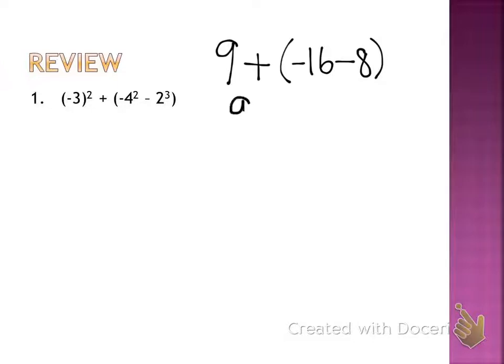Now, still working in those parentheses, what is negative 16 minus 8? Positive 8. They're both negative, so add them and keep the negative sign. Negative 24. I thought since they're both negatives and 8 are positive. That's only when you're multiplying or dividing.